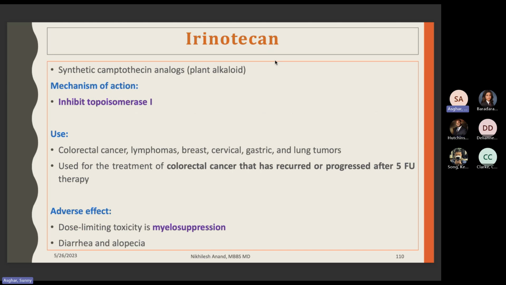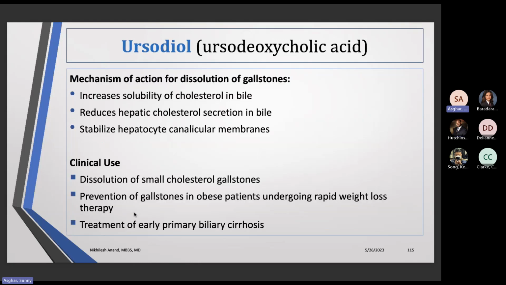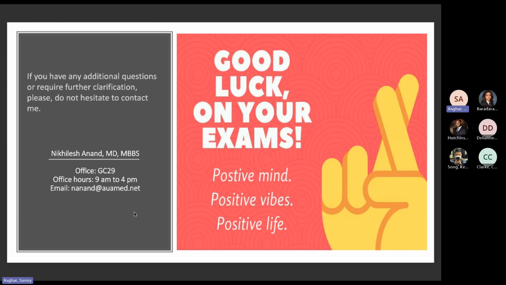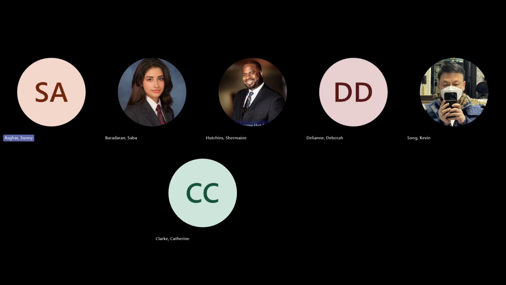Again, there's nothing really more for me to expand on, other than it's really a reading thing, understanding the mechanism, the actions, the uses. The formula is pretty straightforward: MOA, uses, and adverse effects, and so forth. And yeah, that's pretty much it for this module. I will be posting this up.